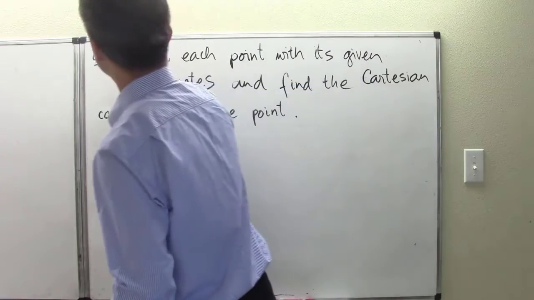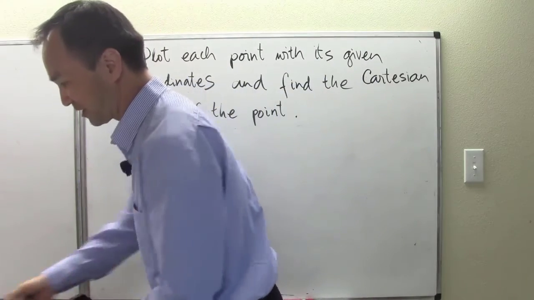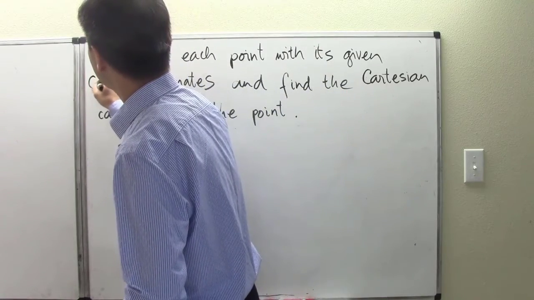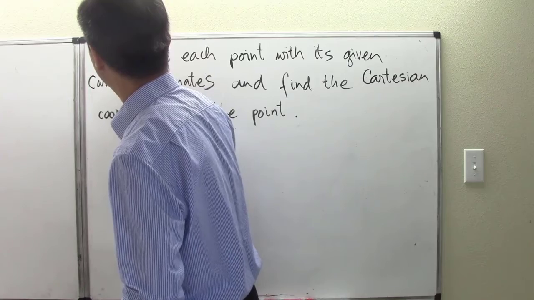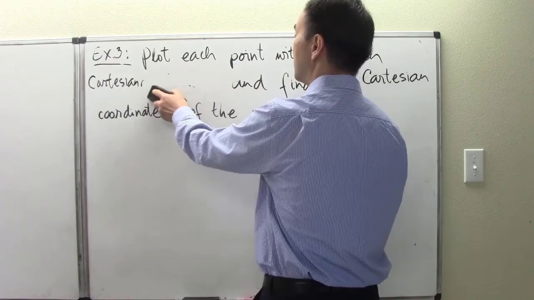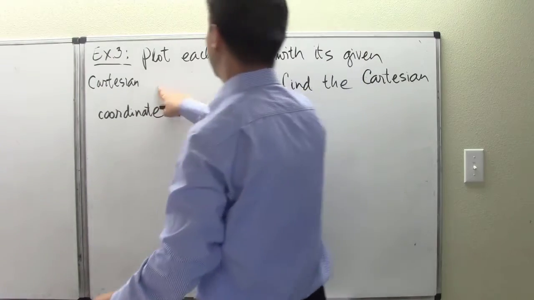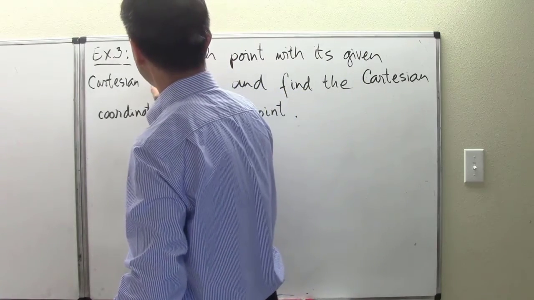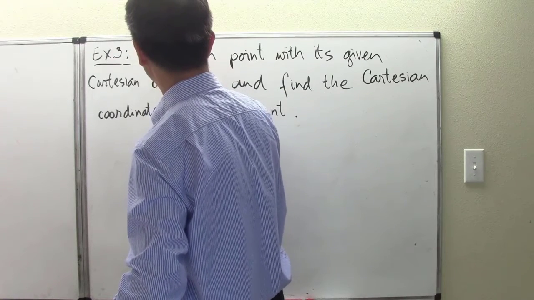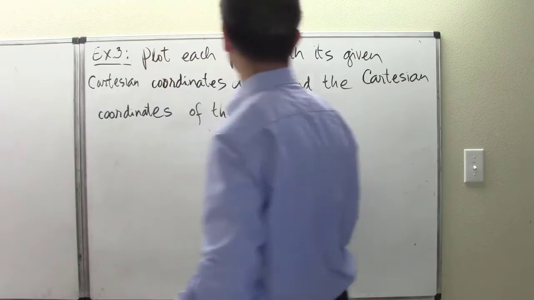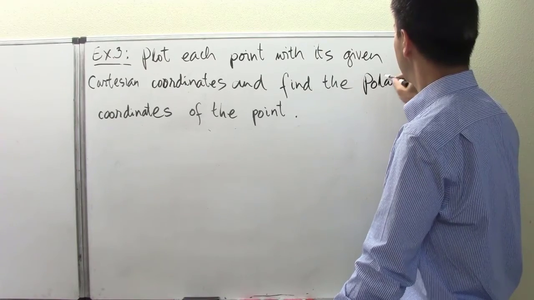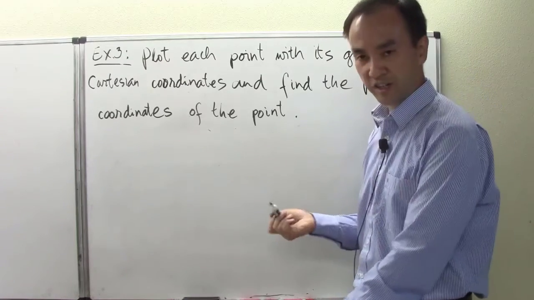So in example 3, we want to plot each point with its given Cartesian coordinates. Each point is given in Cartesian coordinates, and then we're going to find the actual polar coordinates of the points.